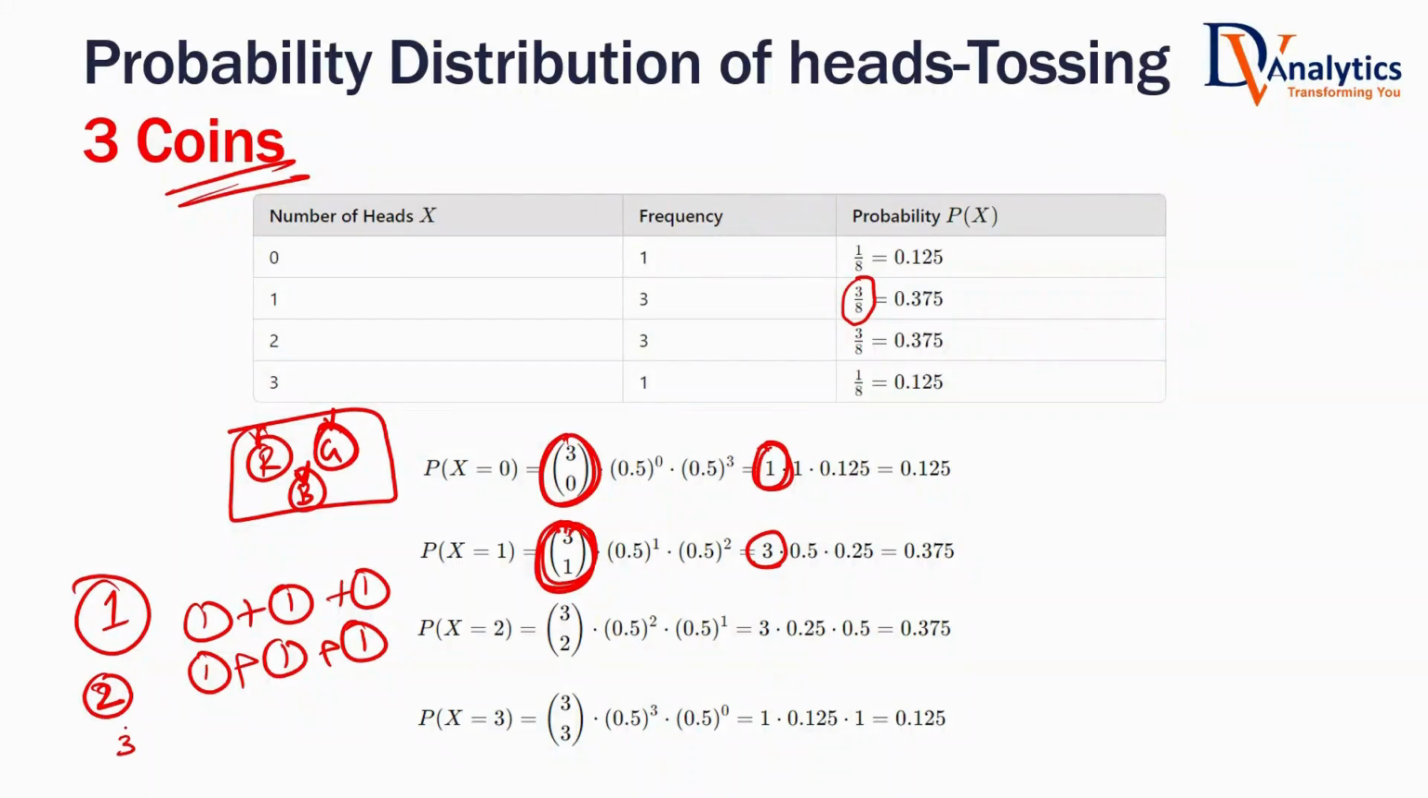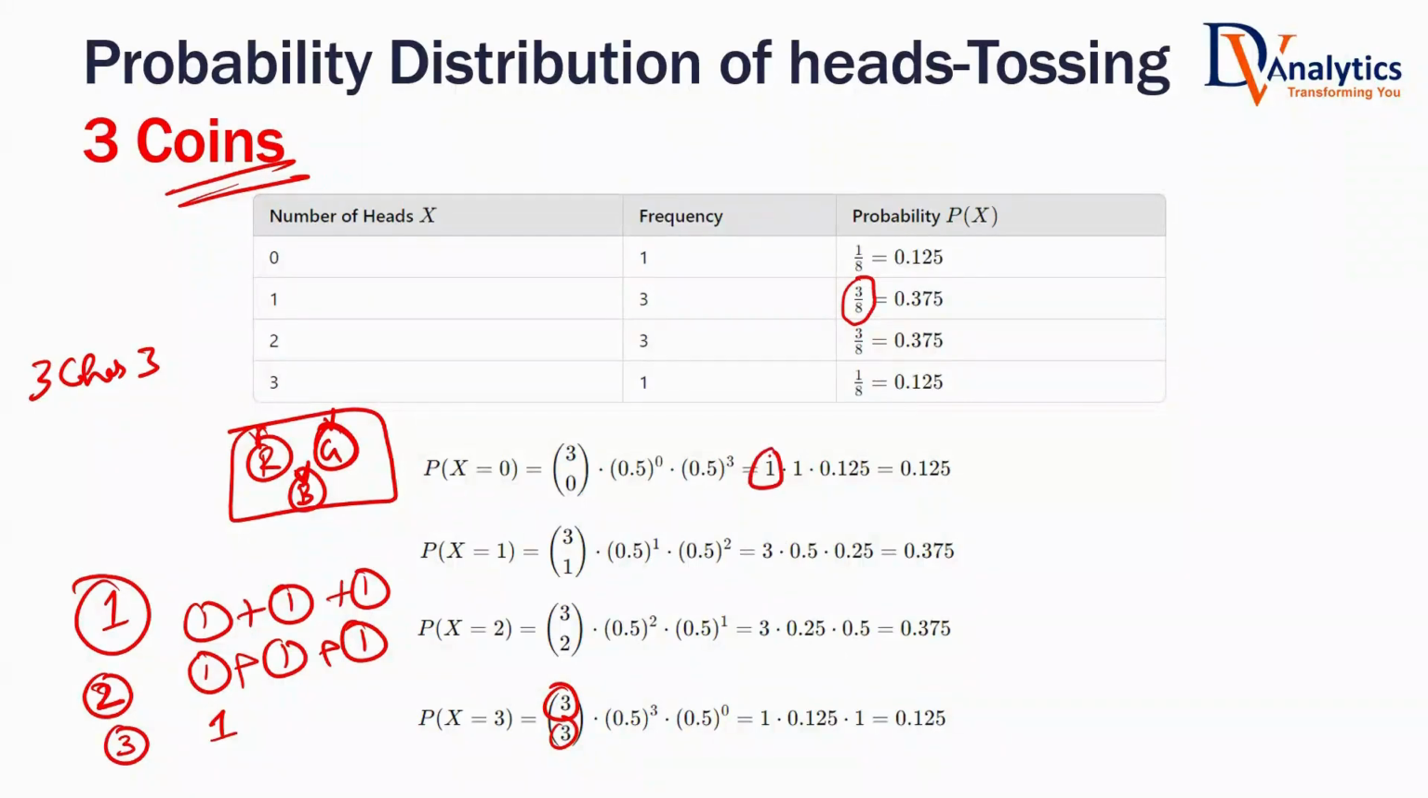Now the third or the last experiment is I want you to pick all the 3 balls. I want you to pick 3 out of 3, 3 choose 3. How many different ways can you do that? You pick all of them in one go. That is only one way. So that's what this is.